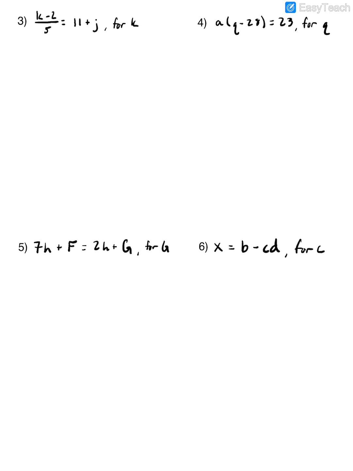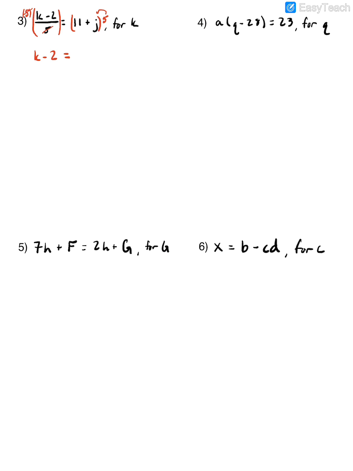All right, number 3 here, you want to get k by itself. For k minus 2 divided by 5 equals 11 plus j. Okay, so this one has more numbers attached to it. So the first thing I would do is, because you have a division of 5 there, I would multiply everything by 5. And that means everything on the right side I multiply by 5 too. Okay, so on the left, the 5's actually cancel each other out, leaving you with k minus 2.